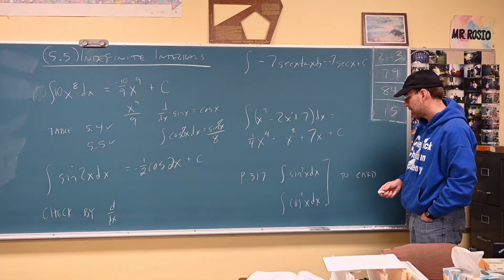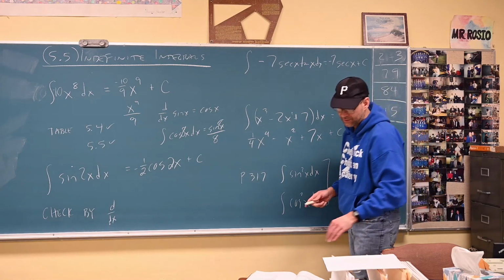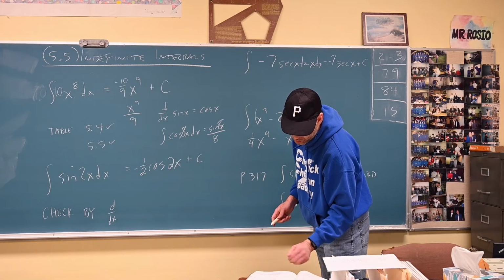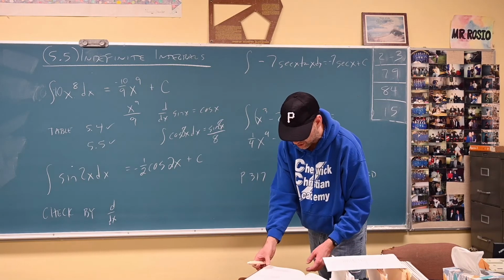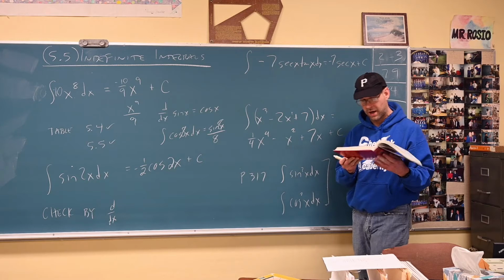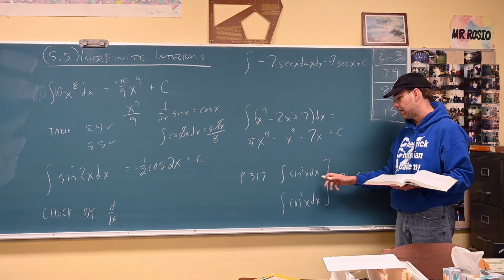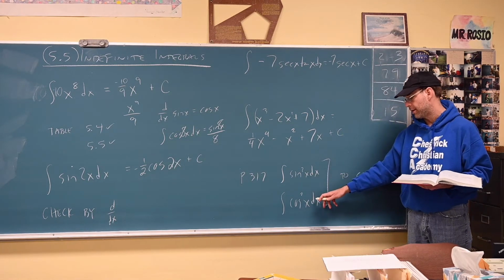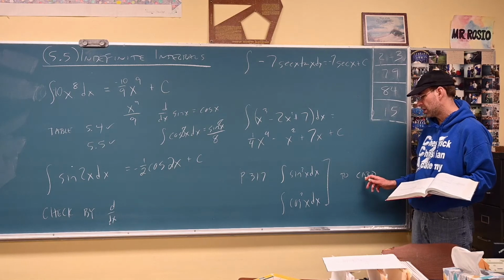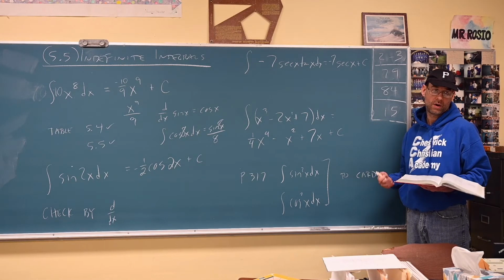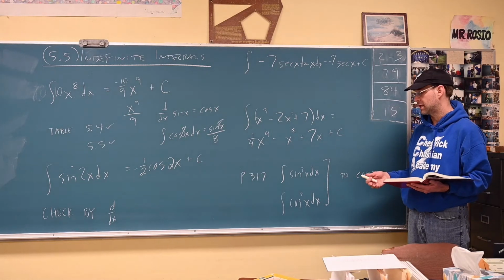The last 2 things that are worth a mention on page 317, they work out 2 problems with a whole bunch of steps, and I don't care to do those. I'll just tell you, the integral of sine squared and the integral of cosine squared should go on your card. It'll help you in the homework, it'll help you on the quiz, it'll help us in future chapters.